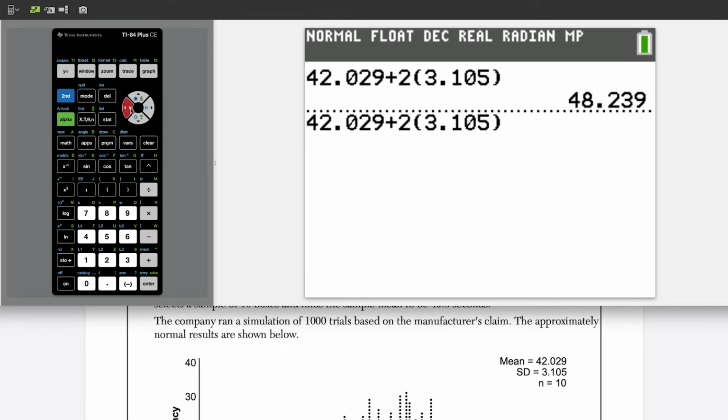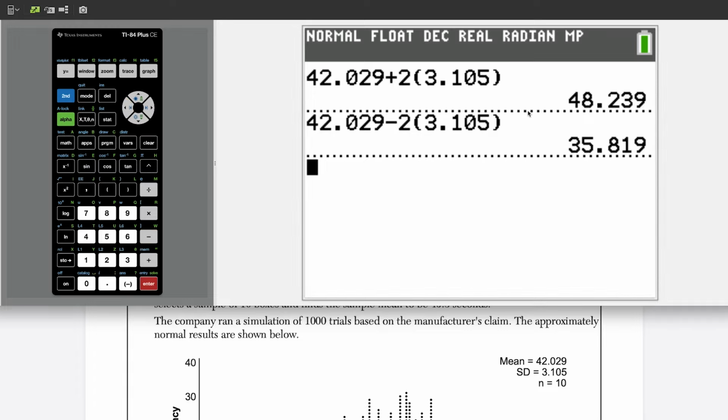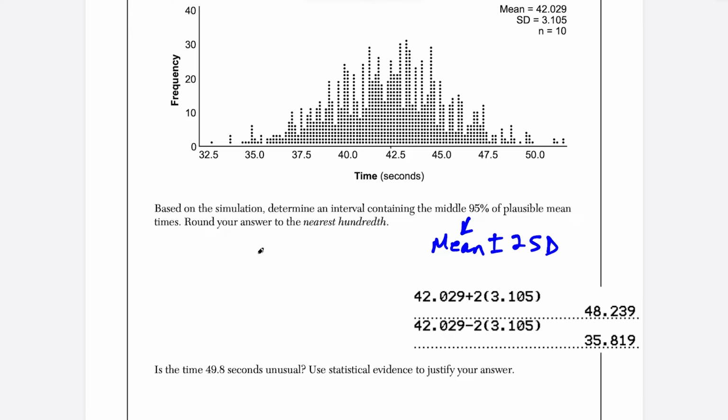So I just go up to this expression. I press enter to copy it, and I just switch the plus to minus. And this gives us the values we need. So now we'll just record this. We have 42.029, that's our mean, and we have plus or minus 2 standard deviations. The standard deviation is 3.105.